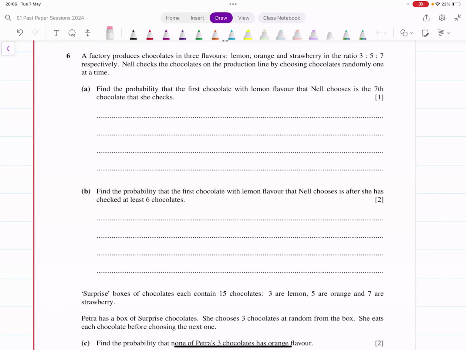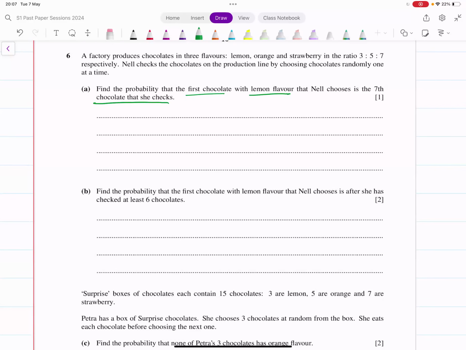Okay. All right. Now, let's look at this one. Question number 6. It says a factory produces chocolates in 3 flavors, lemon, orange, and strawberry in the ratio 3:5:7 respectively. Nell checks the chocolates on the production line by choosing chocolates randomly one at a time. Find the probability that the first chocolate with lemon flavor that he chooses is the 7th chocolate that she checks. Okay, and now does that remind you of something? First chocolate with lemon flavor is the one that comes the 7th time she checks it.